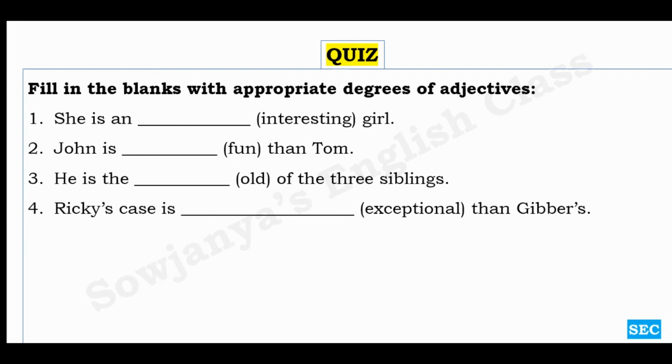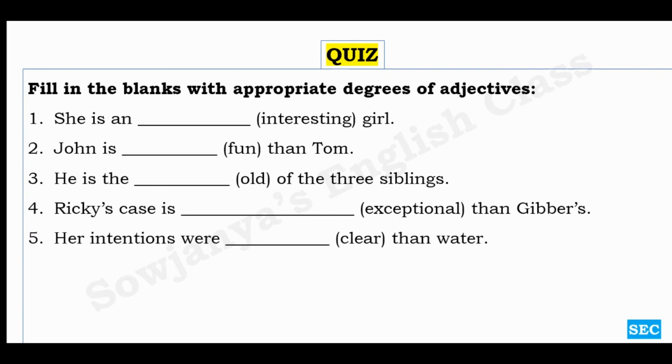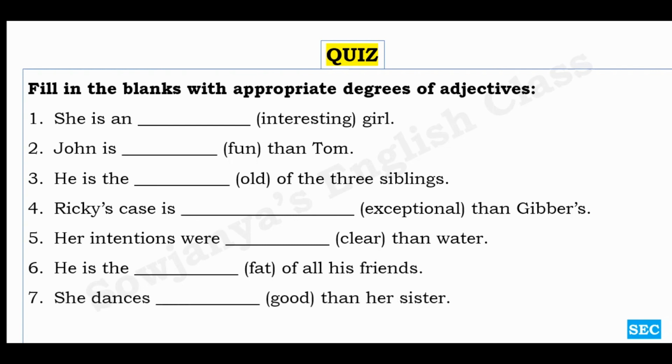Ricky's case is dash than Gibbous. Adjective is exceptional. Her intentions were dash than water. Adjective is clear. He is the dash of all his friends. Adjective is fat. She dances dash than her sister. Adjective is good. It is an irregular adjective. His face turned dash than a tomato. Adjective is red. So this is our simple quiz, dears.